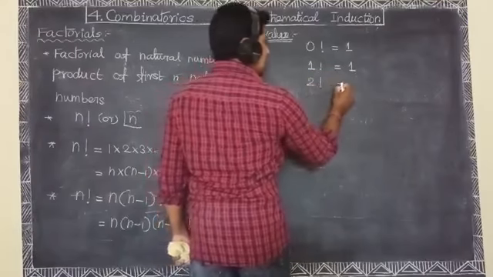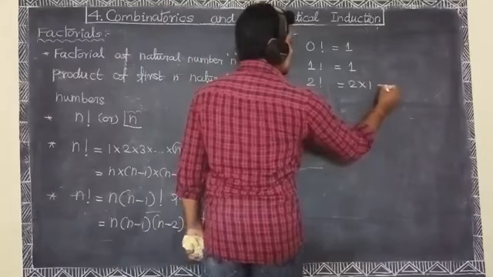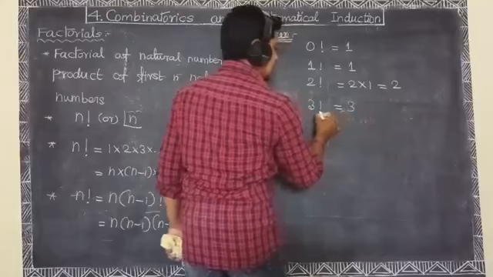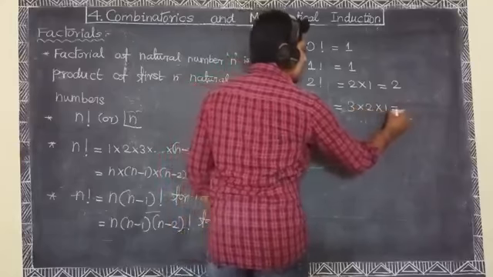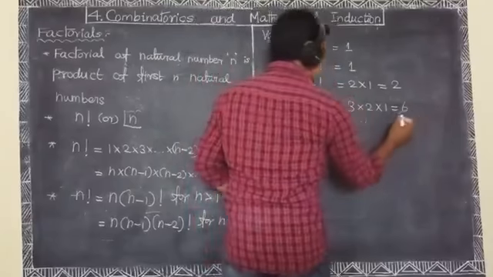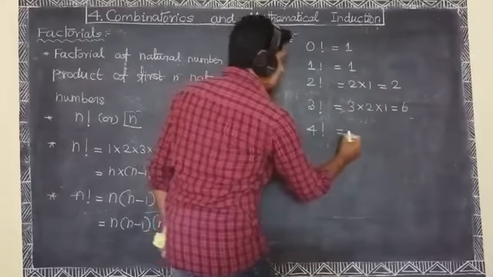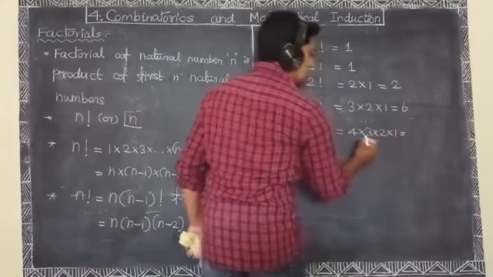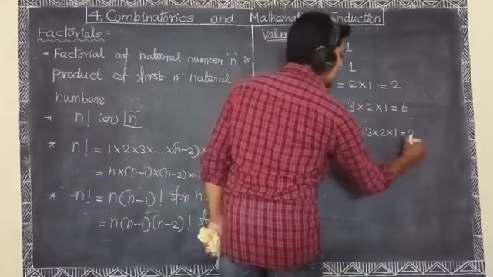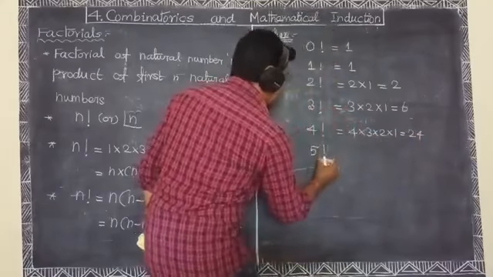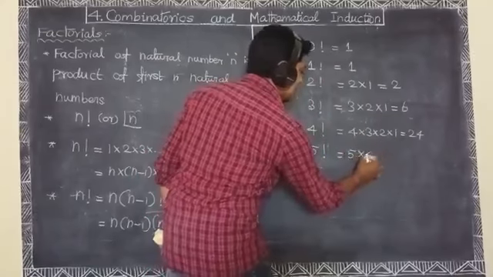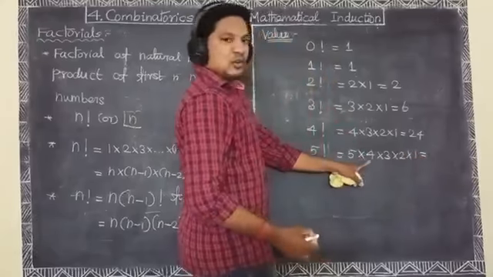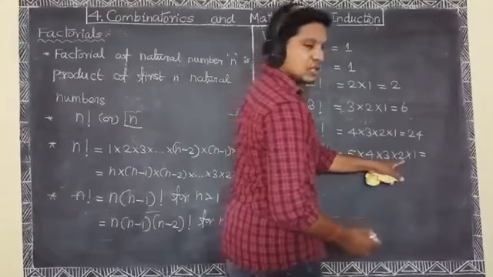2 factorial is equal to 2 into 1, which is 2. Then 3 factorial is equal to 3 into 2 into 1: 3 into 2 is 6, 6 into 1 is 6. Then 4 factorial is 4 into 3 into 2 into 1: 4 threes are 12, 12 into 2 is 24. Then 5 factorial is 5 into 4 into 3 into 2 into 1: 5 into 4 is 20, 20 into 3 is 60, 60 into 2 is 120.